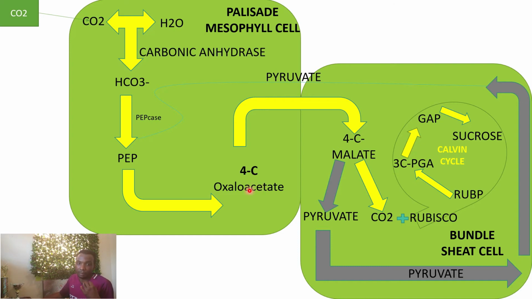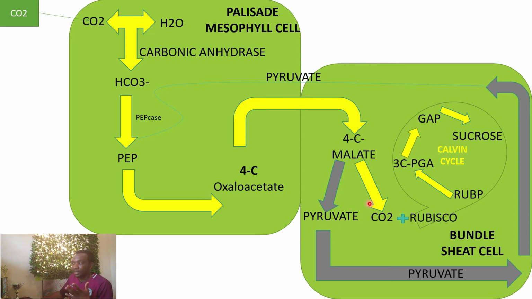malic acid or malate. So we are leaving the palisade mesophyll cell now, because remember, earlier I told you that there's a spatial separation which can be described as the kranz anatomy, a spatial separation within the photosynthesis process. So we are now leaving the palisade mesophyll cell and we are going into the bundle sheath cell. And when the malate arrives in the bundle sheath cell, it is basically decarboxylated. So a decarboxylation process occurs and the malate is broken into pyruvate and carbon dioxide.